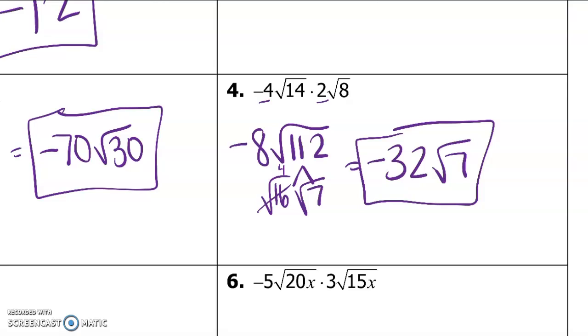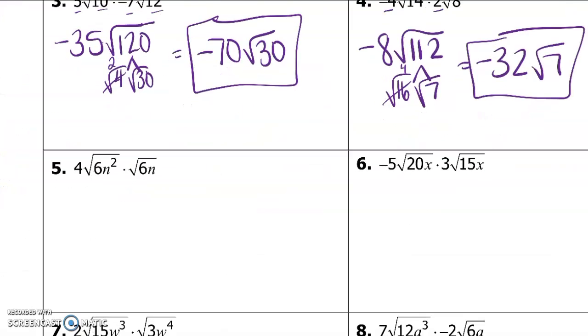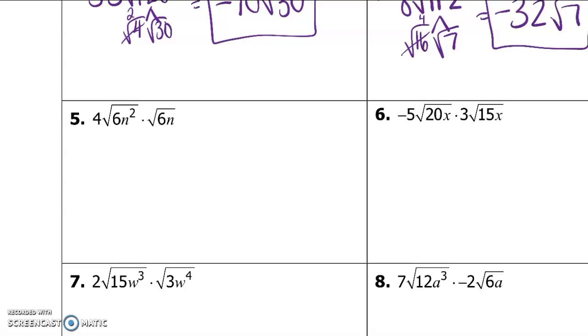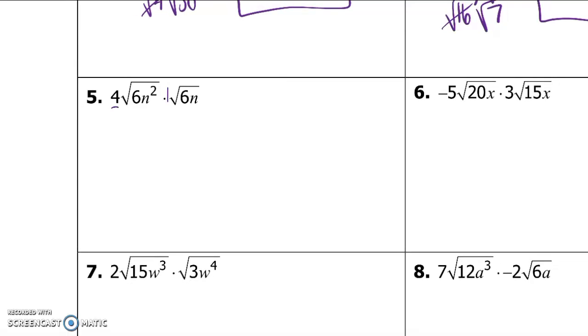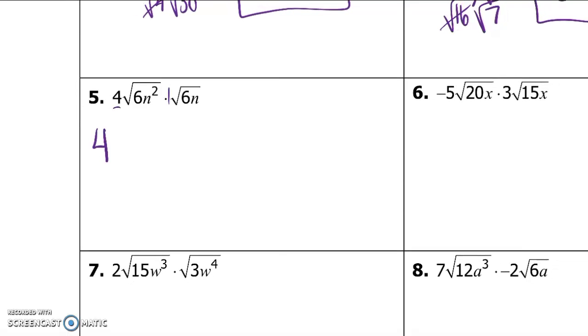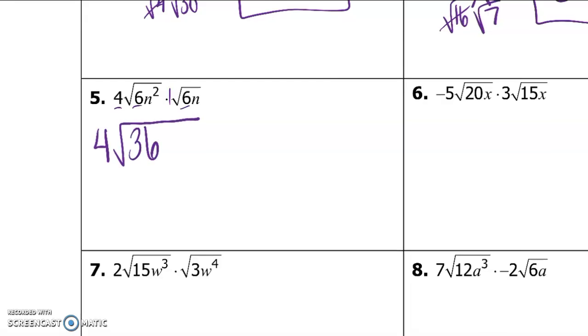So those are all of the ones with just numbers. Now we're going to have some with numbers and variables. So we have to continue using all of the stuff that we've used before. So to start with, we have 4 times 1, which is 4 on the outside. Square root 6 times 6 is 36. Remember, we add our exponents back from unit 6. So 2 plus 1 gives us n to the third. So 36 is a perfect square, so that can drop to a 6.